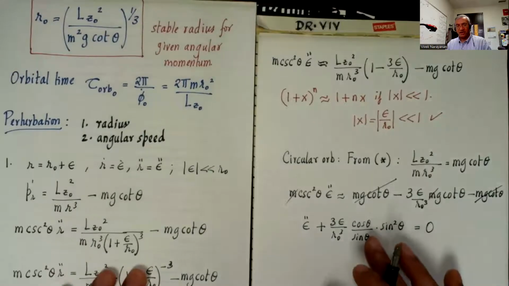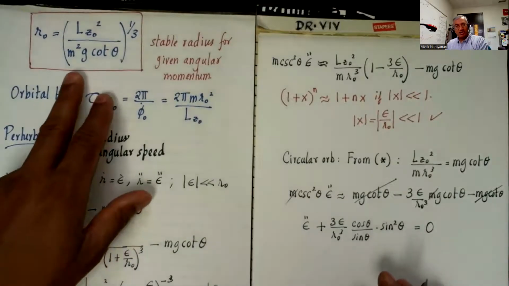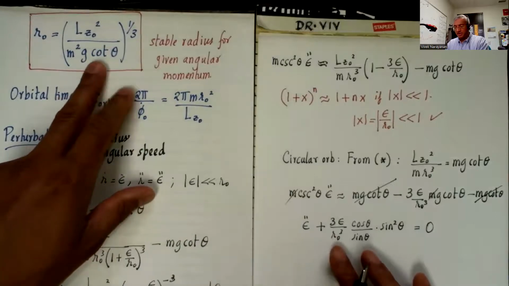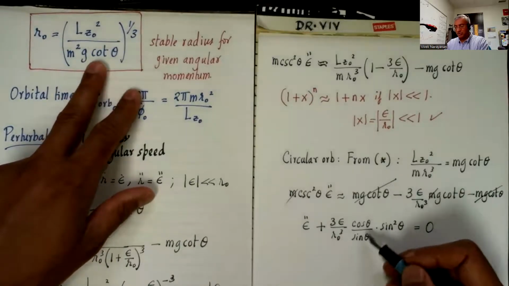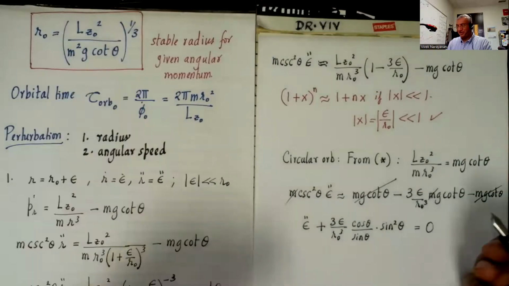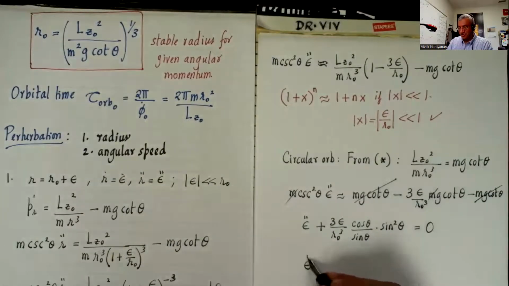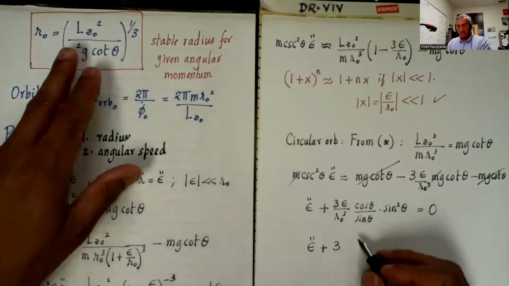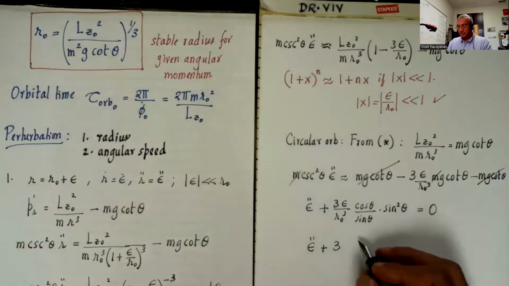I should have left it as cot, because what I'm going to do now is put r naught from here. So when I put r naught cubed, that's got a cot there, that will cancel with a cot there. So just pretend I didn't write cot as cos over sine. Okay, so I'll do that next step. Epsilon double dot plus 3. I put this for r naught cubed.